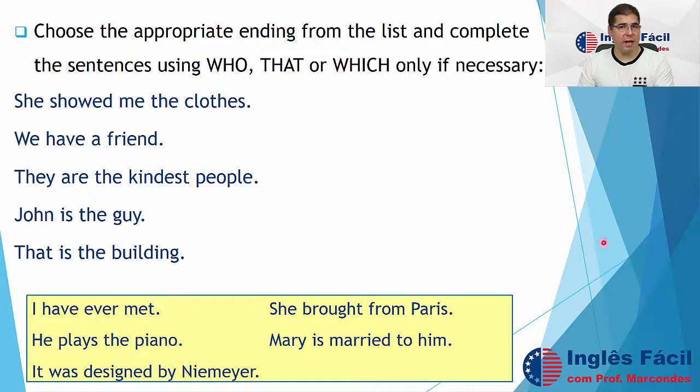So in this case, yes, it is possible to leave either that or which out because we are talking about something, right? Clothes. Since the question asked us not to use them if possible, we are not going to use them. So she brought from Paris is the correct ending, and it goes: She showed me the clothes she brought from Paris.